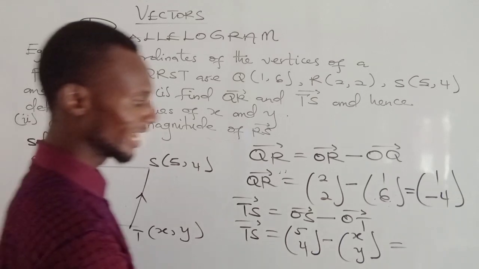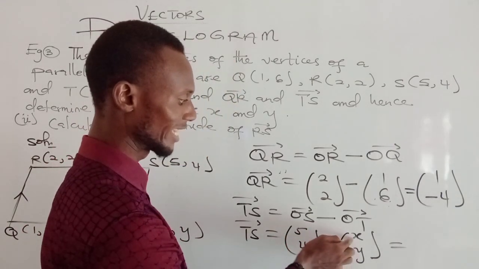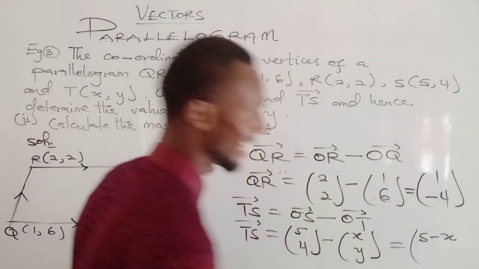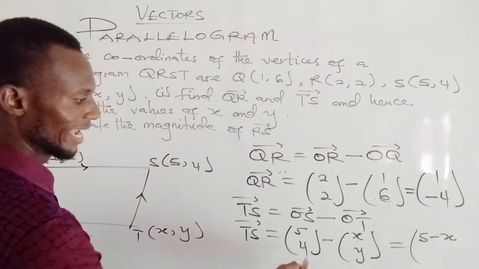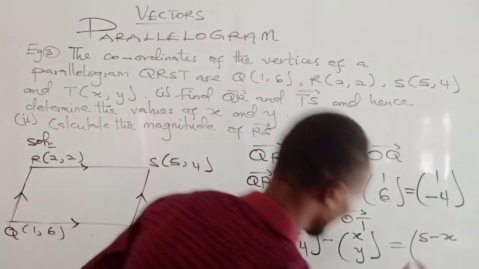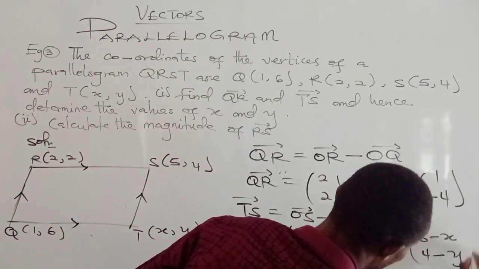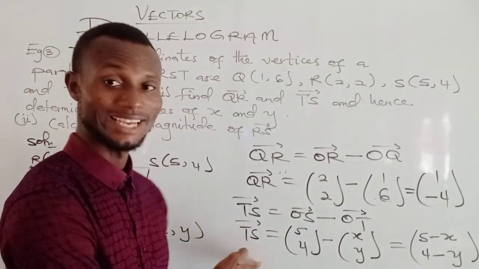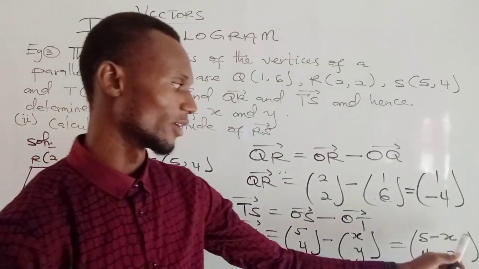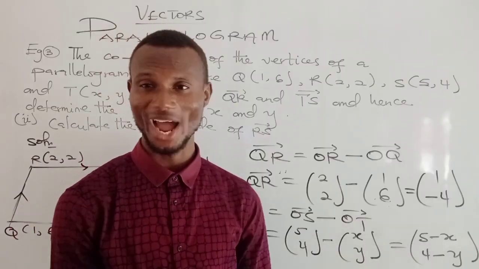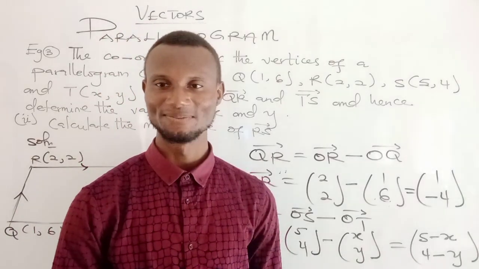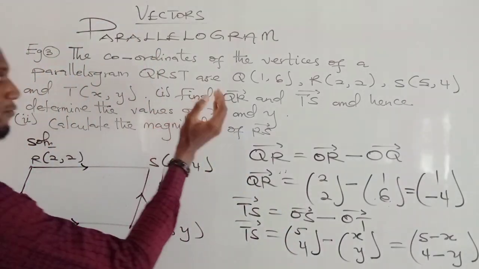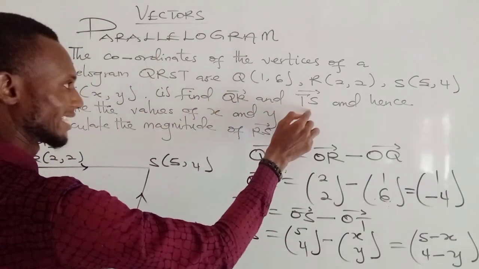Okay, so let's go ahead and do that. 5 minus S will give us 5 minus S. And I hope you understand and you agree with me. And 4 minus Y will give us 4 minus Y. So this is the vector TS. We are having 5 minus S, 4 minus Y. I hope you understand and you agree with me up to this point. So we are done with finding the vector QR and the vector TS.